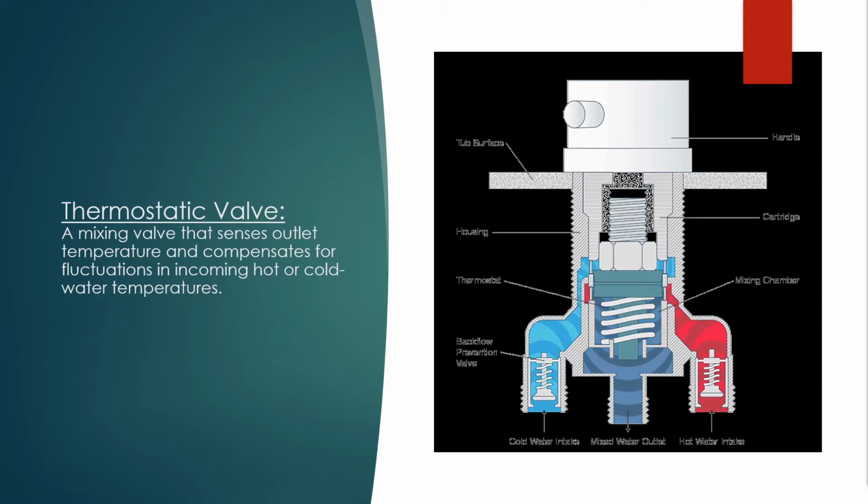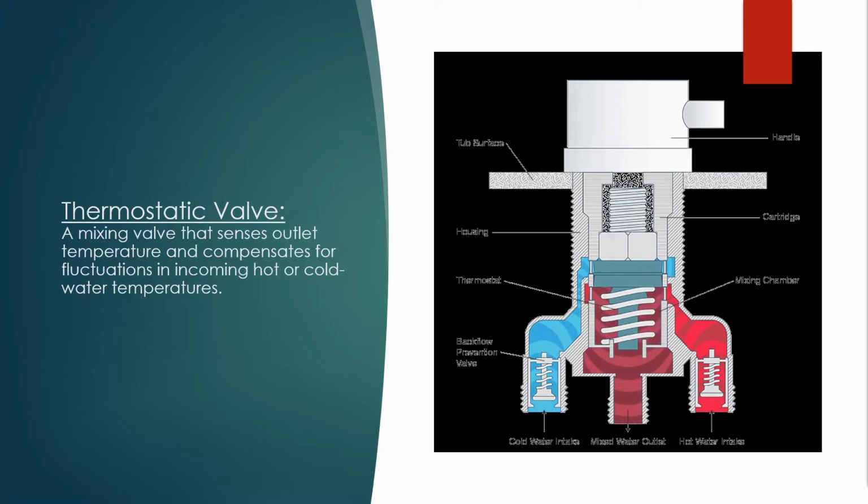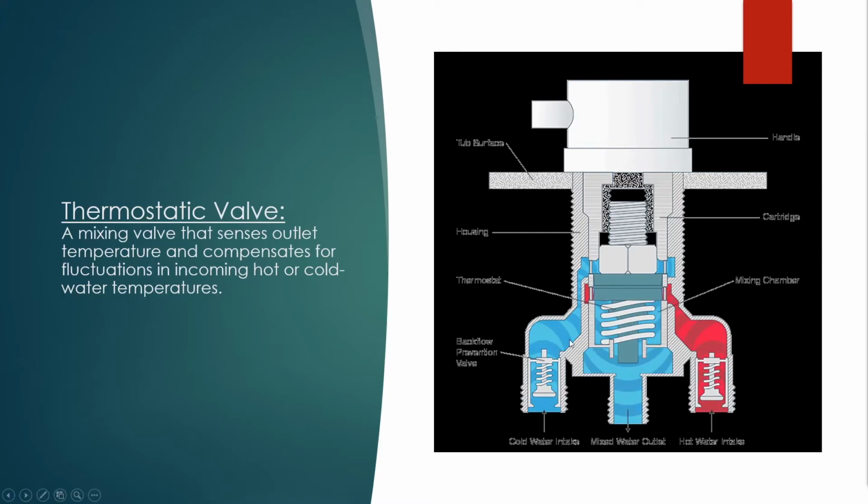Next is a thermostatic valve. This is a mixing valve that senses outlet temperature and compensates for the fluctuation in incoming hot or cold water temperatures. So this basically will keep the temperature constant in, say, a shower.